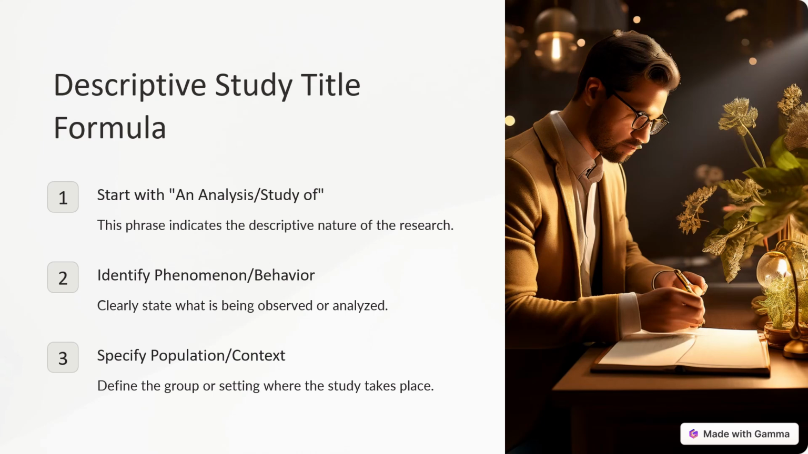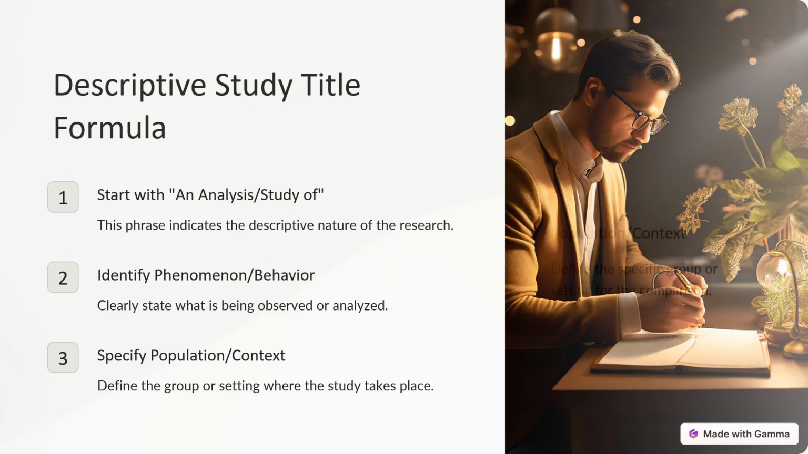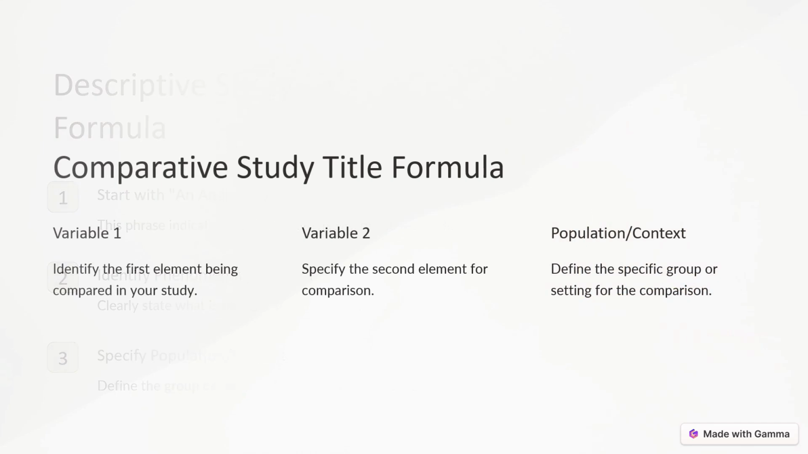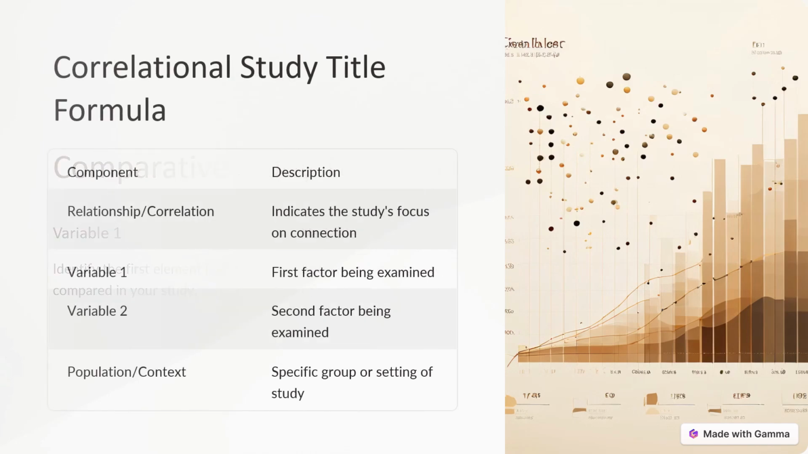Correlational study. Formula: the relationship/correlation between variable 1 and variable 2 in population/context. Example: the correlation between physical activity and academic performance in middle school students. Case study. Formula: a case study of phenomenon/issue in population/context. Example: a case study of the impact of urbanization on local ecosystems.